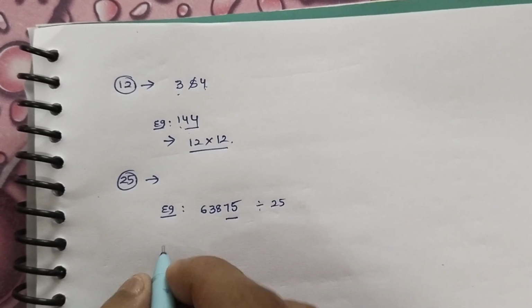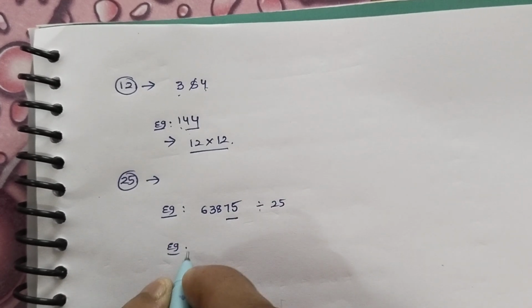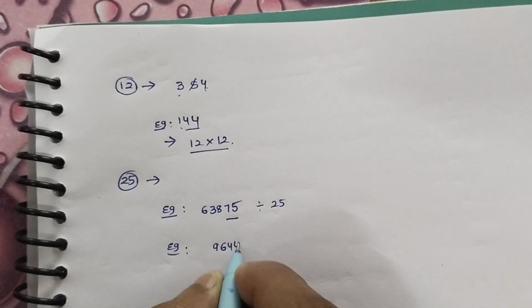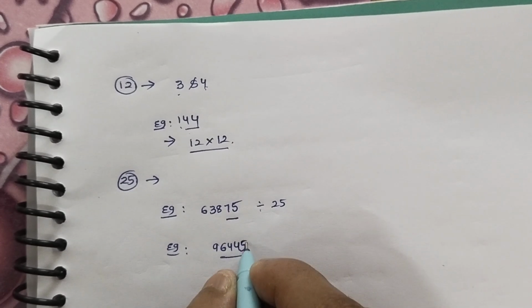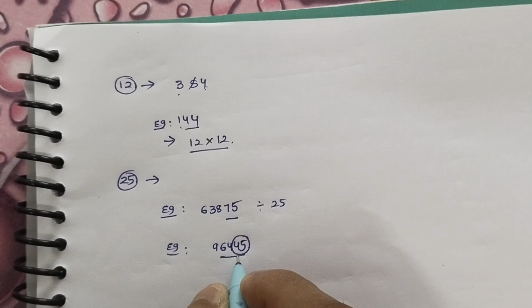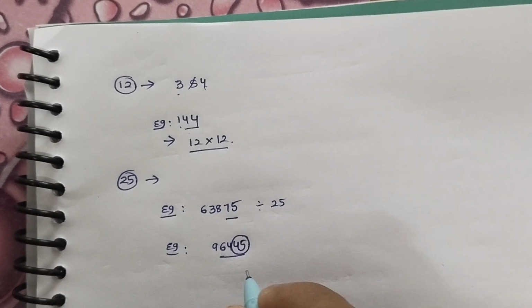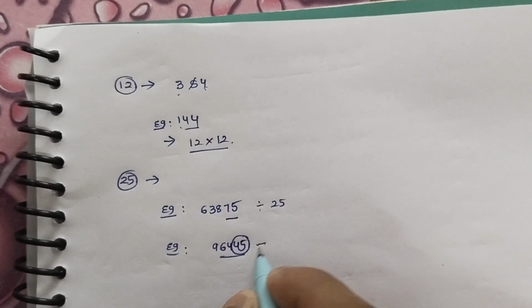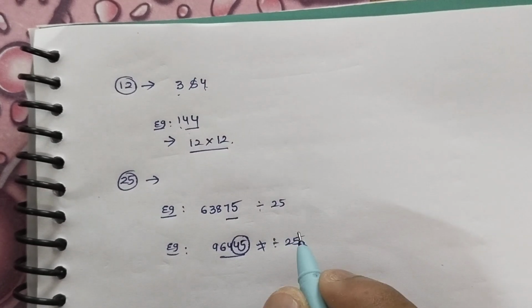Let's take another example, 96,445. Here the last 2 digits, 45, are not divisible by 25. So the entire number 96,445 is not divisible by 25.